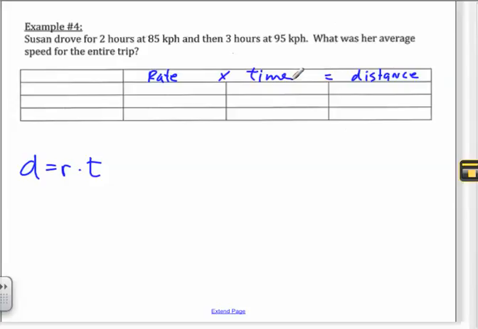What's this first row going to be, Max? What do you want to call first trip? First part of trip or what? First trip. What's the next one? Second trip. Oh, what's our average for the entire trip? So look, then I'm going to put entire trip.